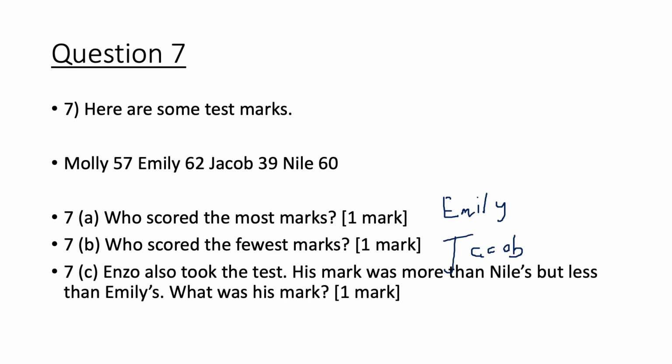And part C, Enzo also looked at his test. His mark was more than Niall's but less than Emily's. What was his mark? Well, Emily got 62 and Niall got 60. So the number in between 60 and 62 is 61, guys. So Enzo got 61 marks, or just 61.